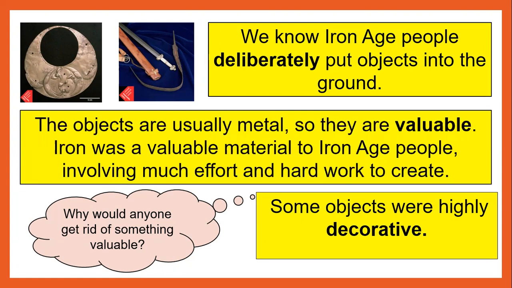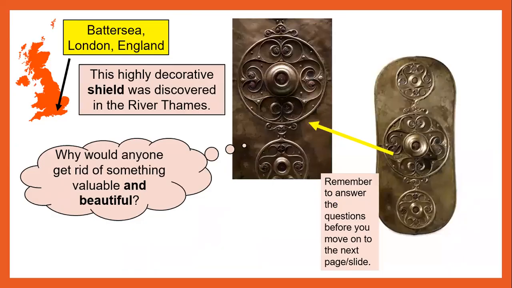Now, the objects are usually metal. That's how we know they're valuable, because iron was a valuable material to Iron Age people, involving much effort and hard work to create. In Battersea, London, in England, this highly decorative shield was discovered in the River Thames. But again, why would someone get rid of something valuable and beautiful?